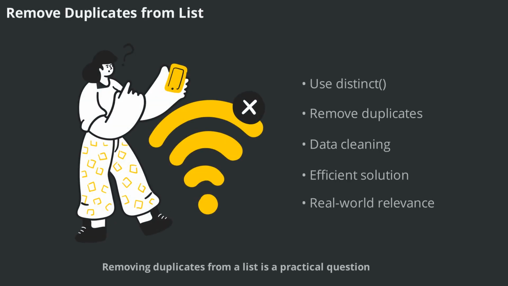Removing duplicates from a list is a practical question that tests your understanding of collections and data cleaning. By using the distinct function, you can quickly eliminate repeated values. For example, the list 1, 2, 2, 3, 4, 4, 5 becomes 1, 2, 3, 4, 5.